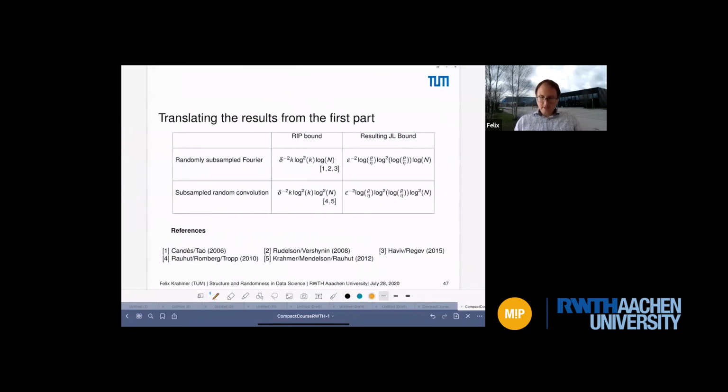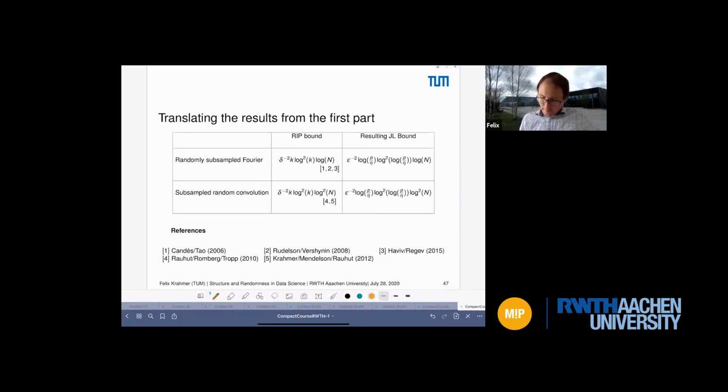Okay. Before we go a little bit into how this is proved, let's see how this can be combined with some of the results that I've shown you in the first part. Because what I mentioned is, and here I have the right reference added by Haviv and Regev as well, if you take Fourier matrices and you randomly subsample them, you get k times log squared k times log n, and that's the restricted isometry property bound, and I'm leaving out all the absolute constants for the sake of presentation.